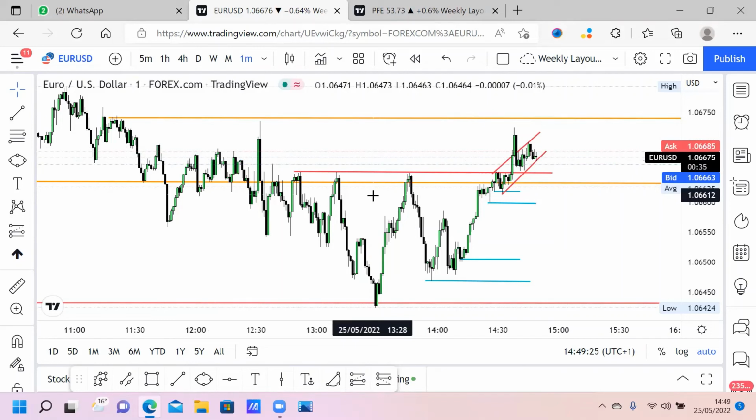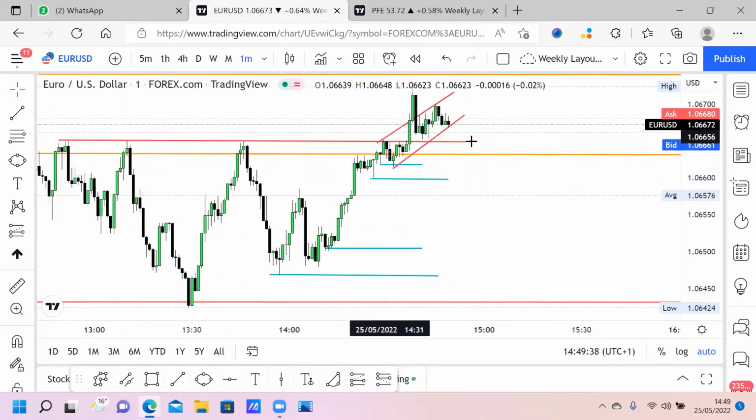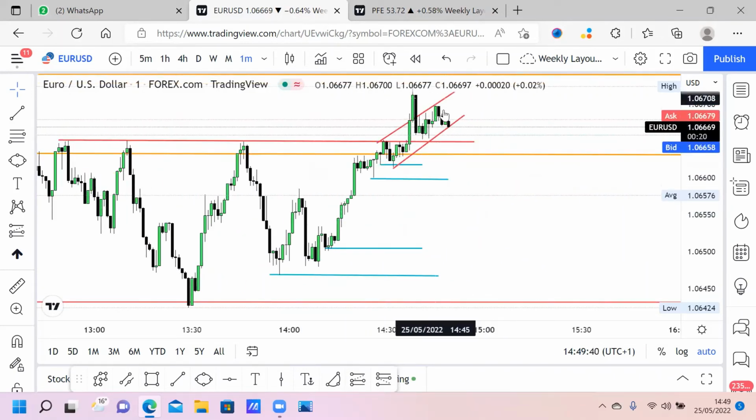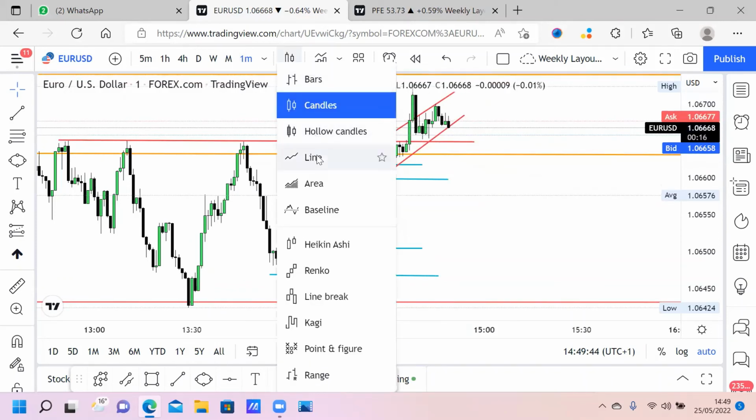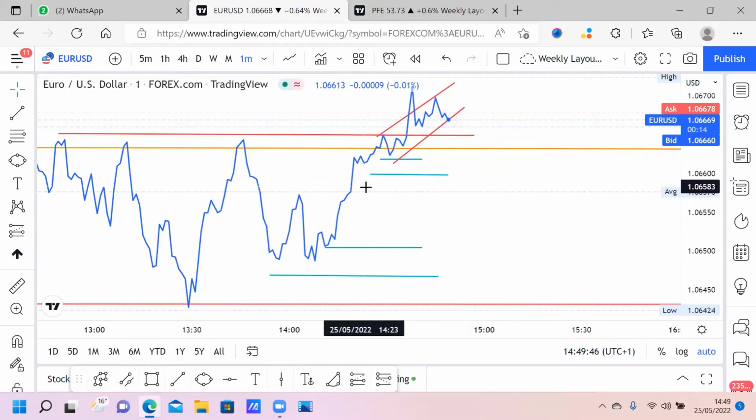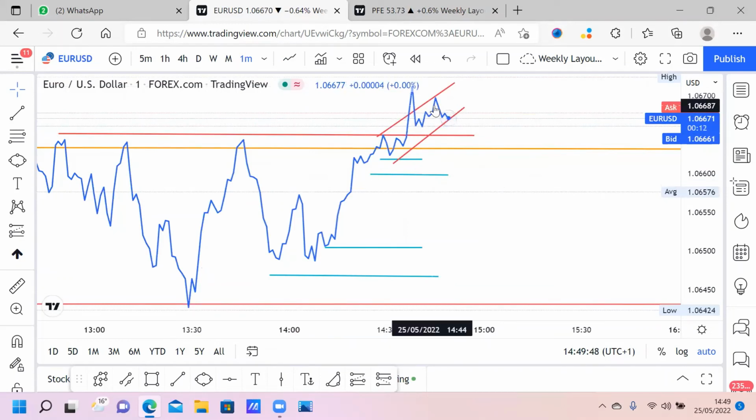Remember, two things drive this market: fear and greed. Fear of missing out and greed of wanting more. So this is telling you straight away that it's going to go down. If I now change this to a line chart, look at the price, how it's happening.